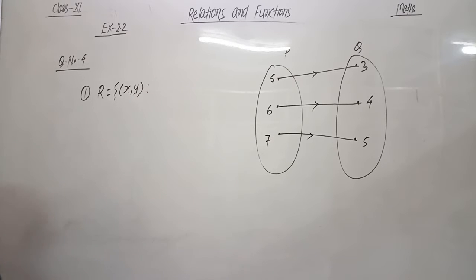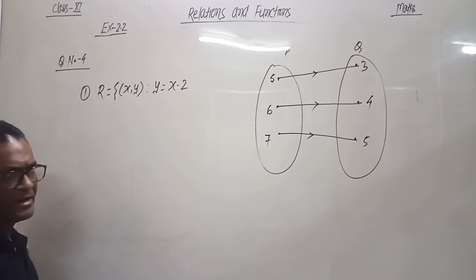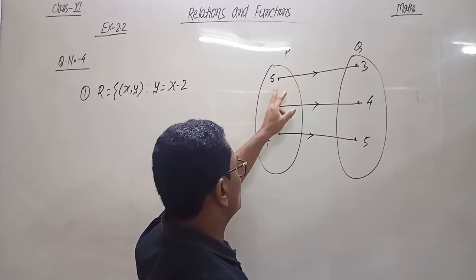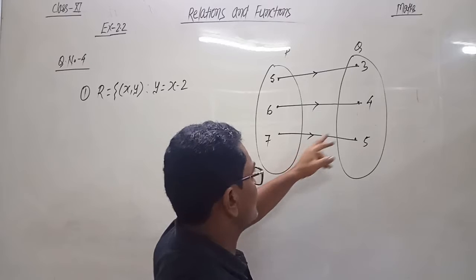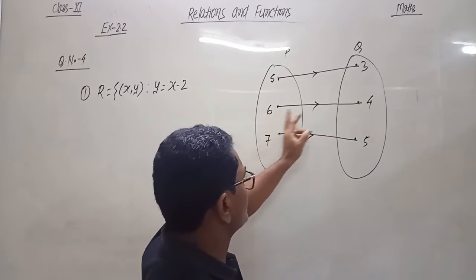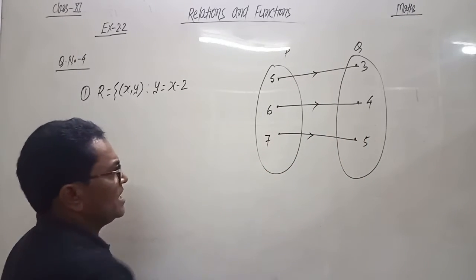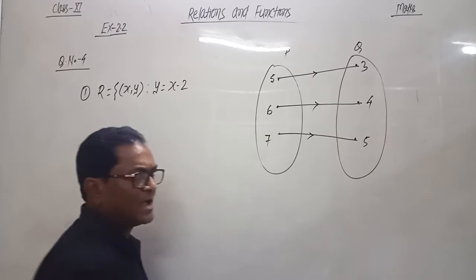So let R equal the ordered pair (x, y) such that y equals x minus 2. When we subtract 2 from x, we get the value of y. This is the value of x and this is the value of y. So 5 minus 2, we get 3. 6 minus 2, we get 4. And 7 minus 2, we get 5. So these are the values called x and these are the values called y.